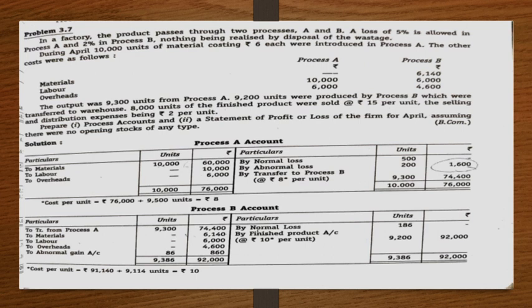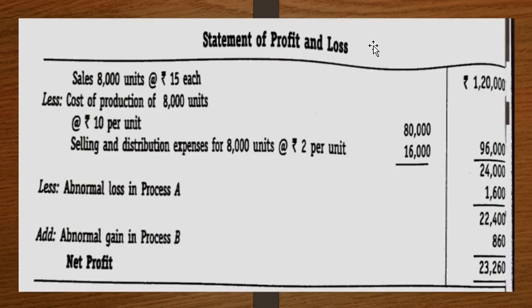So the next sheet is the calculation, or statement of profit and loss. 8,000 units have been sold, so sales are 8,000 units at rupees 15 each, which is mentioned in the problem. 8,000 into 15 will give you 1,20,000. Now this is the sales amount. Now we need to deduct all the expenses and add any gains we have got.